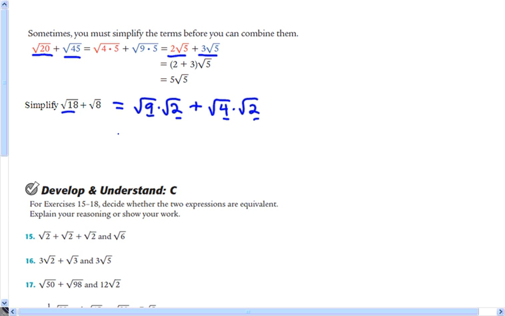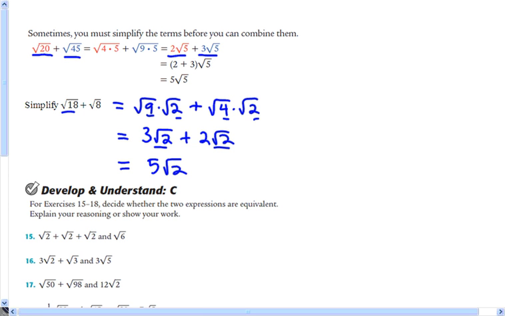Now we can simplify that. Square root of 9 is just 3, times the square root of 2. The square root of 2 can't be simplified. The square root of 4 is 2, times the square root of 2. And now we have like terms. We have the square root of 2 in both of those, so we can just combine. 3 plus 2 is 5 times the square root of 2.